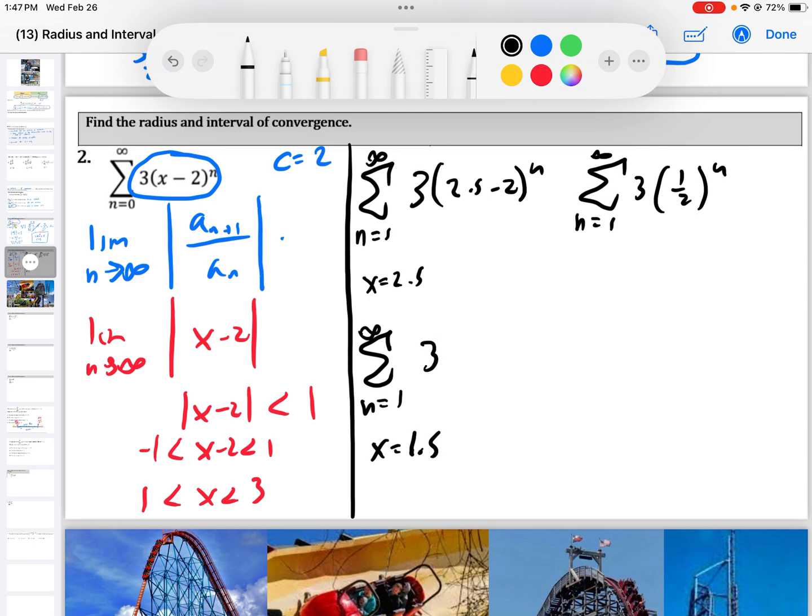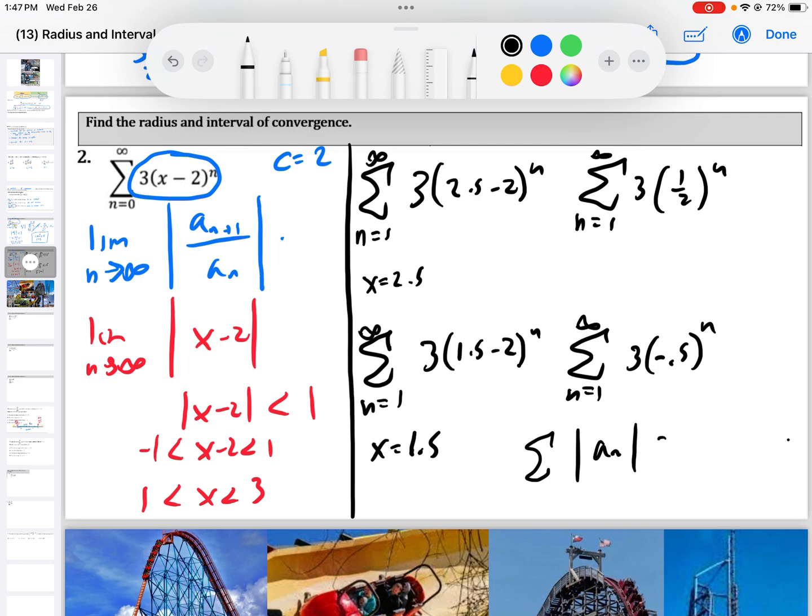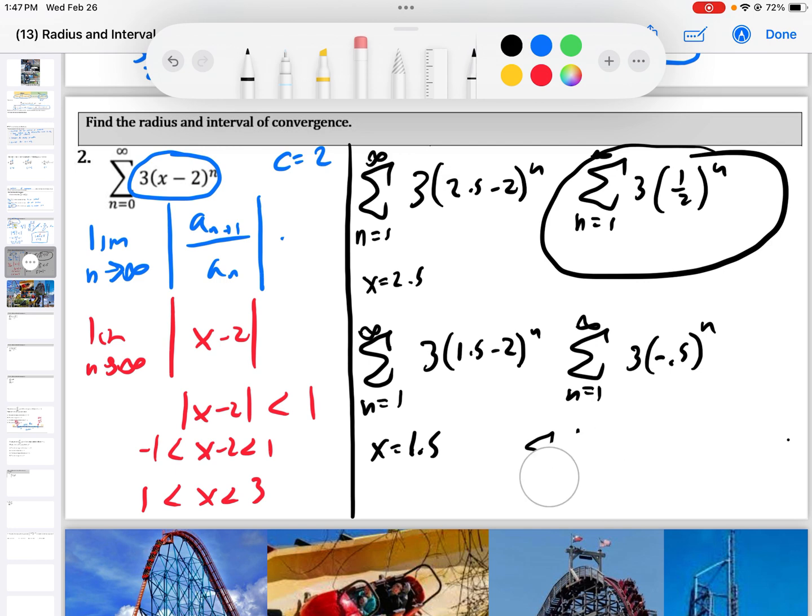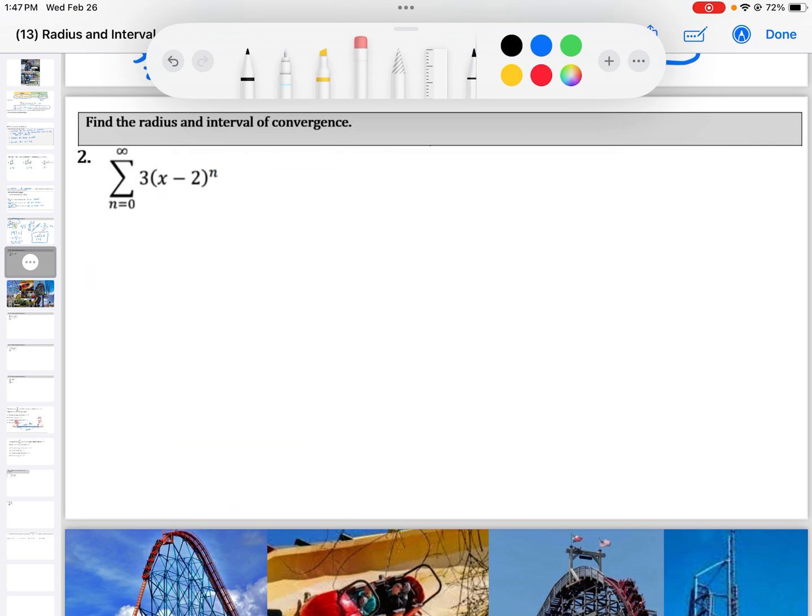If I took a number like when x was 1.5, this would be 3 times (1.5 minus 2), which is equal to the series n equals 1, 3 times negative 0.5 to the n. Even though that is negative, it's still a geometric series. So if I took the absolute value of it, I would just get what I got before. So this converges absolutely. Any x value within there, not on the edges, converges absolutely.